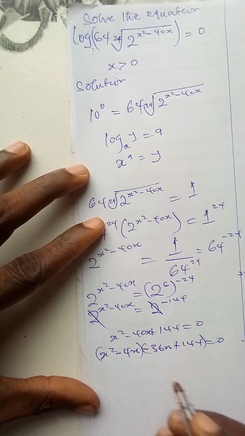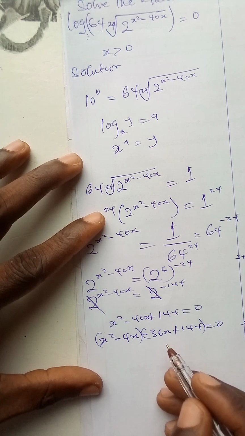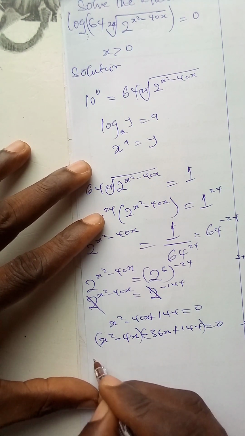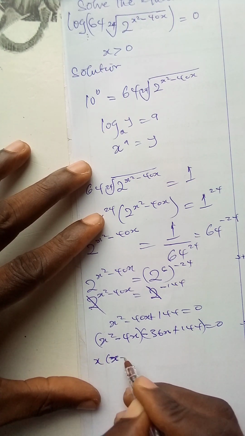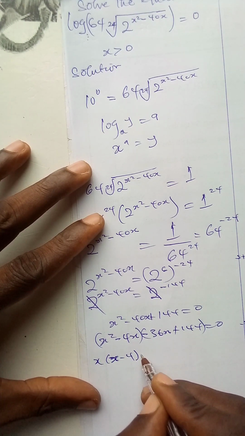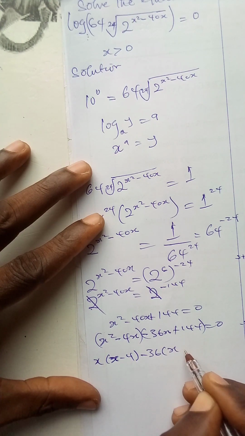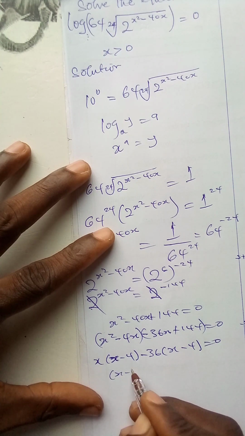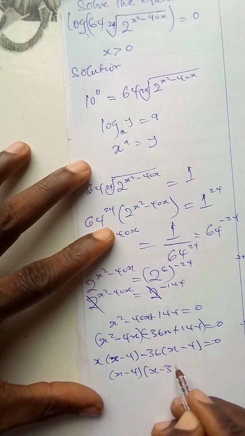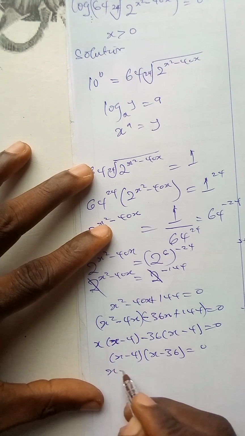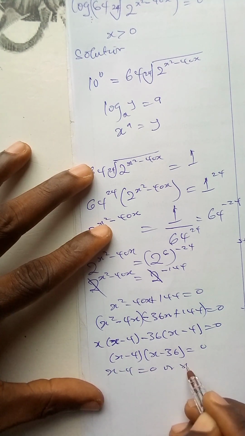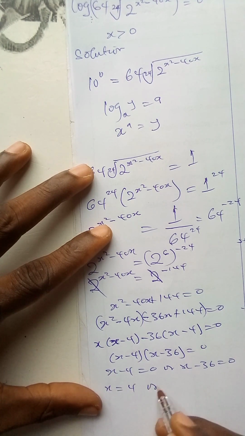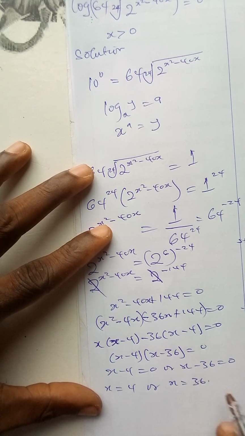I will now group the terms in the left hand side of the equation. So in this first case, x is common, x minus 4 remains. In the second one, minus 36 is common and x minus 4 remains, equals to 0. Equate each bracket to 0. Like so, x minus 4 is equal to 0, or x minus 36 is equal to 0. So x is equal to 4, or x is equal to 36.